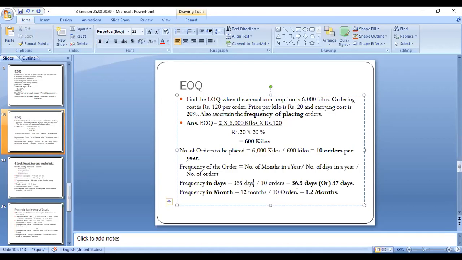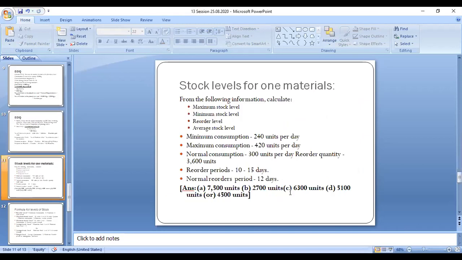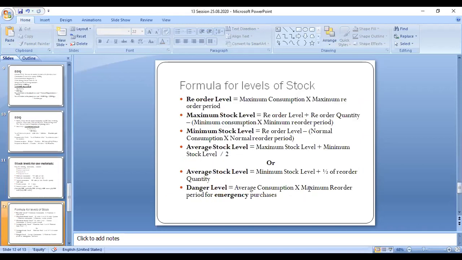So I will close the economic ordering quantity. Now we have to recollect the formulas for the levels of stock. From EOQ you can expect 5 more questions, and from this you can expect 10 more questions. That is called the formula for levels of stock. Levels of stock means 5 kinds: reorder level, maximum level, minimum level, average stock level, and danger level. These 5 levels of stock formulas you have to remember to work out the problems.